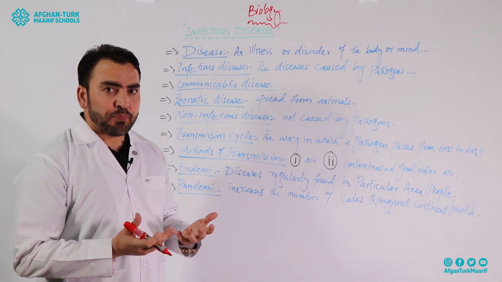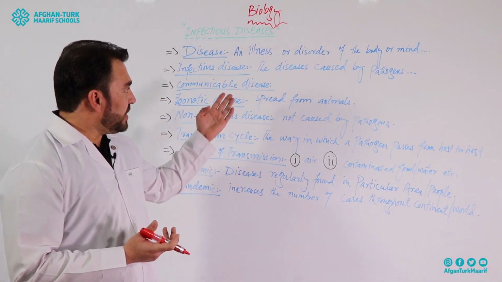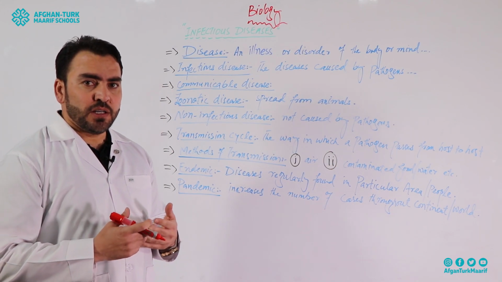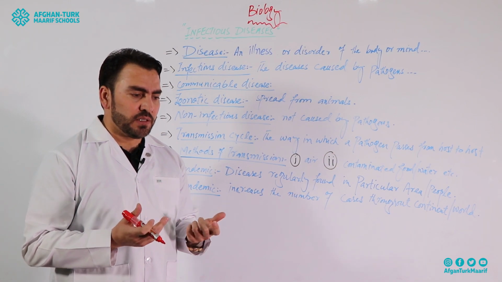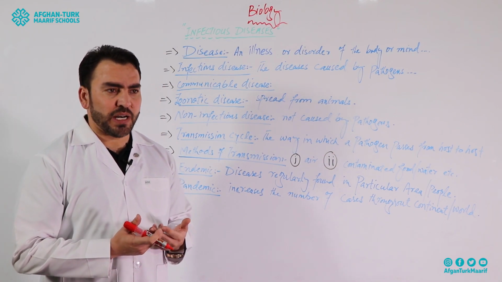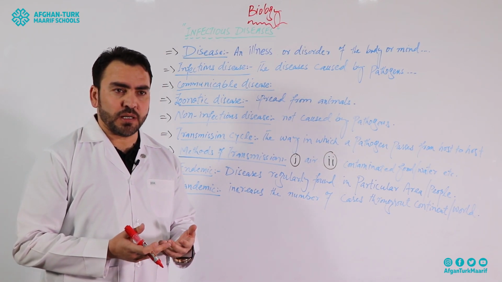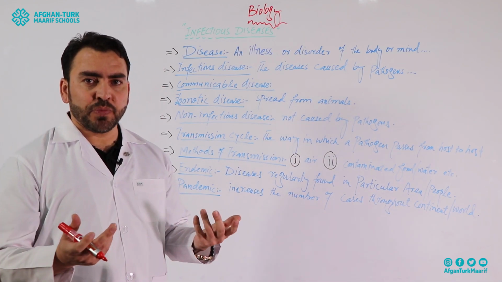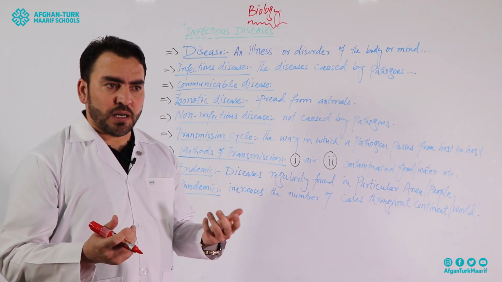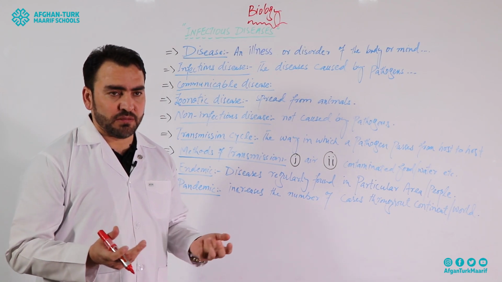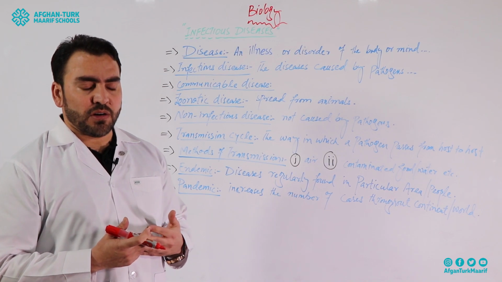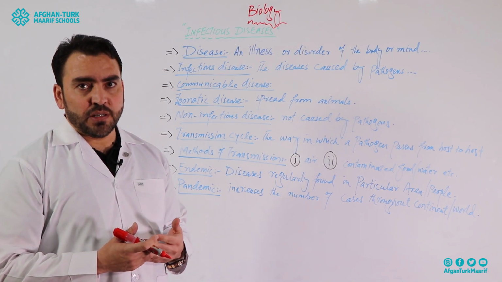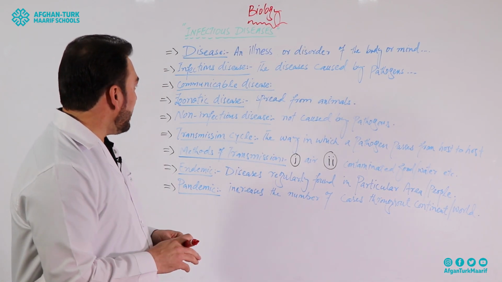Now, what is an infectious disease? Infectious disease may be defined as the disease which is caused by pathogens. Pathogens means the microorganisms. These microorganisms may be viruses, bacteria, for example protozoan, for example fungi, like these organisms. Whatever diseases they cause, such diseases are called infectious diseases.